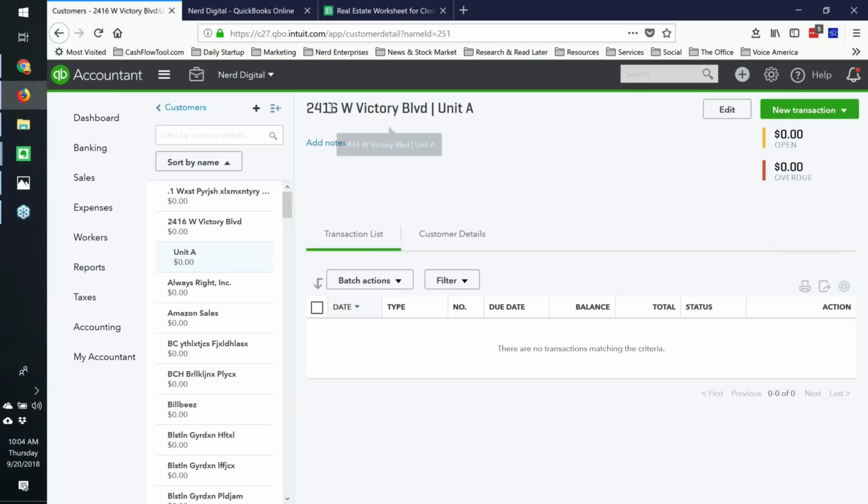So we've got the unit, I've got the parent and the sub, you can see that here, right? 24 West Victory, unit A. So now we're going to create a new transaction. We're going to do an invoice.